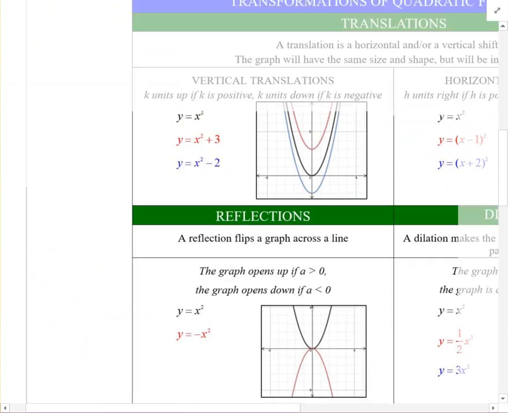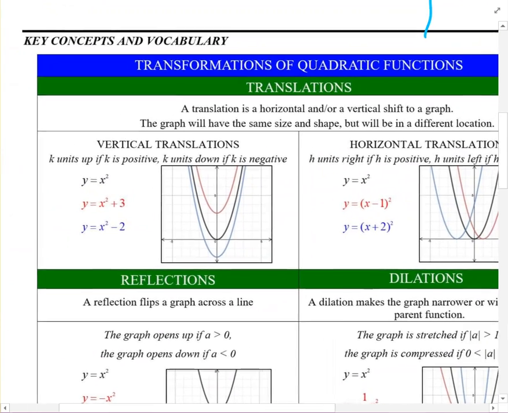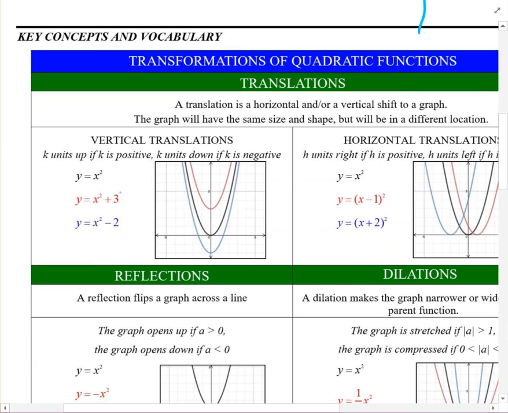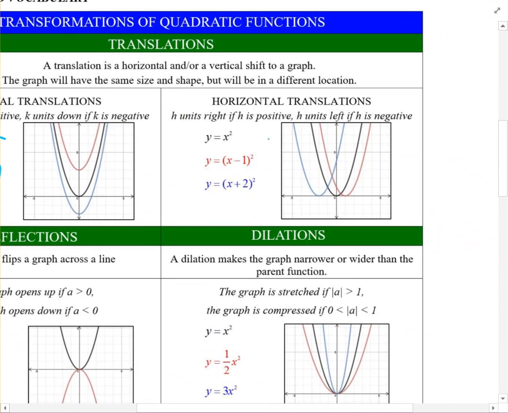Alright, transformations. So if you have a number added or subtracted at the end, it moves the graph up or down. A positive is up, a negative is down, kind of makes sense. That's your k number. A number inside parentheses moves it left or right, but opposite of the way you'd expect. So you see this -1, you'd think you'd go left to where -1 is, but no, you go right. So minus is to the right, plus is to the left. You kind of just have to memorize that.